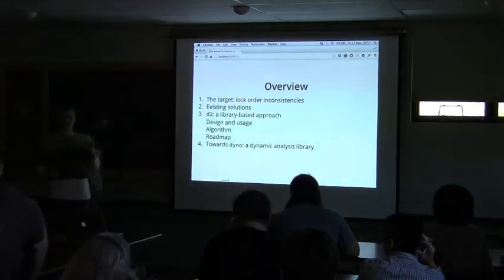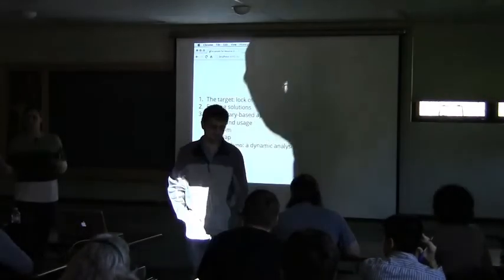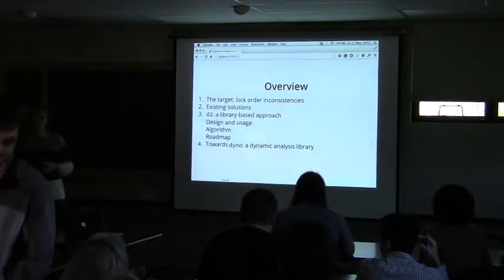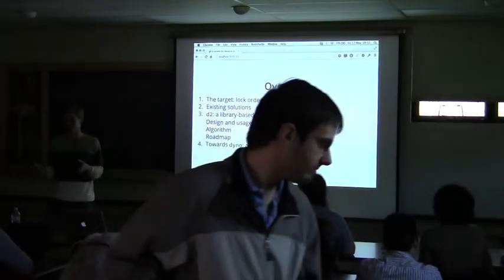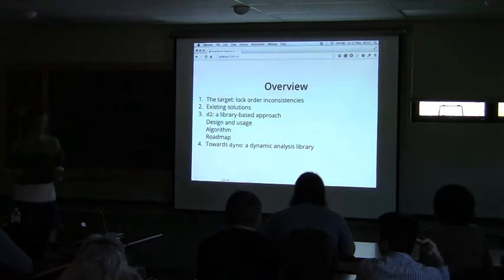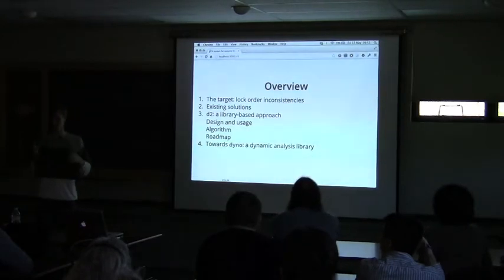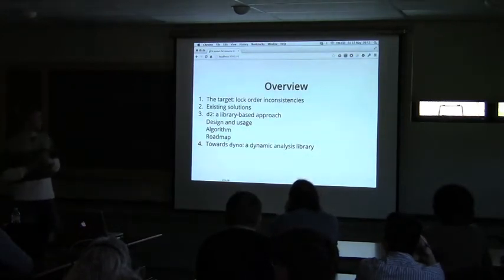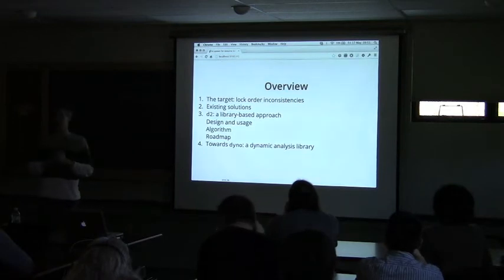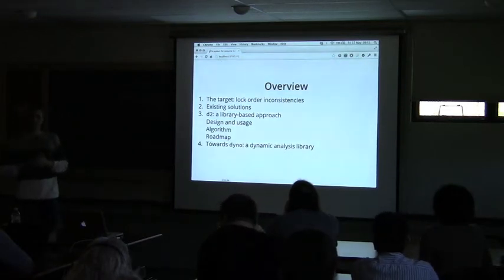So first off, I'll clearly define what is the subset of deadlocks that we're trying to detect, because deadlocks are a very broad class of problems, and we're only interested in tackling a small subset of these. So I'll define this clearly. Then I'll also present existing solutions to the same problem, so you can see the trade-offs. And then I'll present the library-based approach that I've come up with.